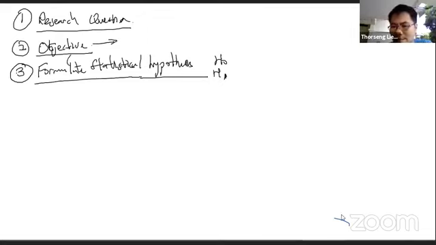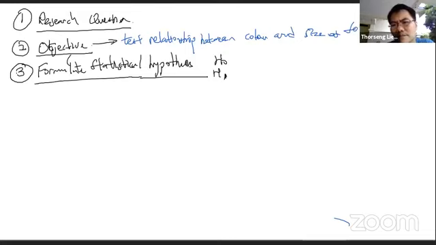So for example, my objective is to test the relationship between the color and size of the flower. Do you think this objective makes sense? Is it meaningful somehow? Just let's look at the objective. It seems okay, right? You say you want to test a relationship between two variables, color and size of the flower.